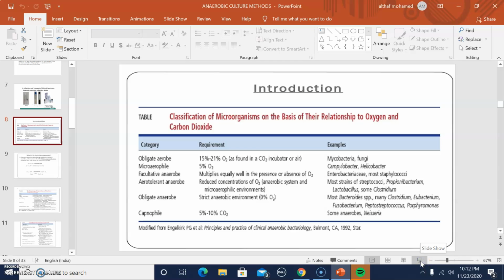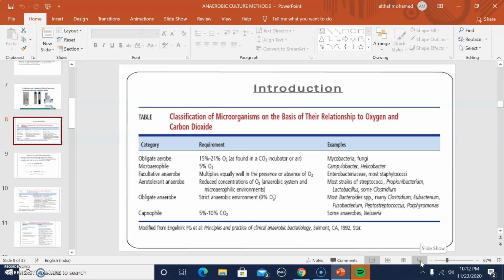Good afternoon all. In yesterday's class we discussed anaerobic culture methods, gave a brief introduction to them, and started on the use of different methods. One of them was the vacuum desiccator we discussed. Then we discussed the McIntosh jar.